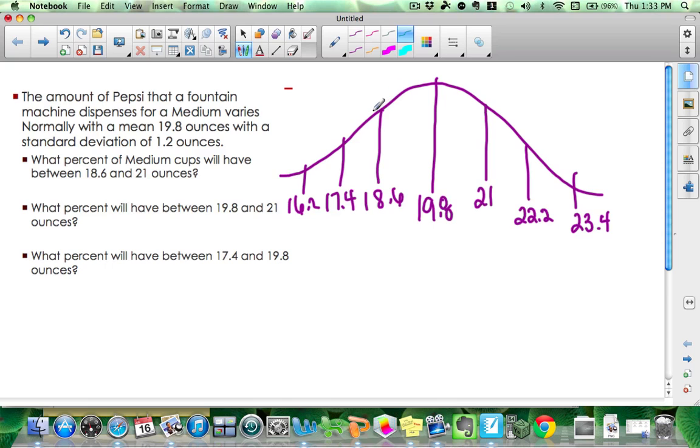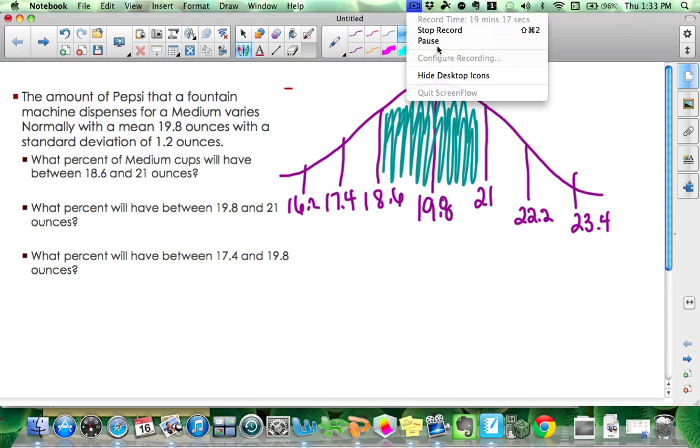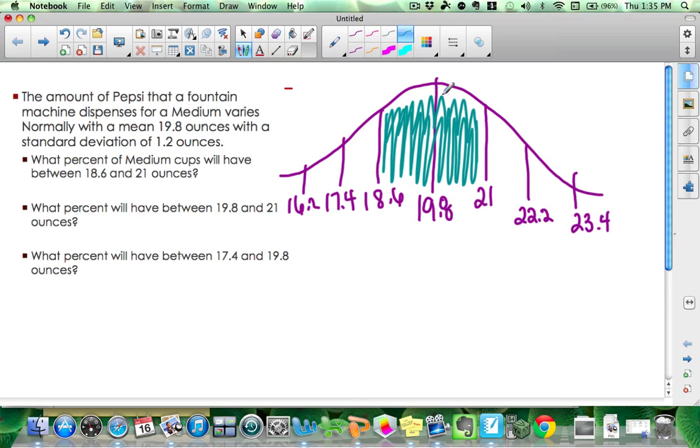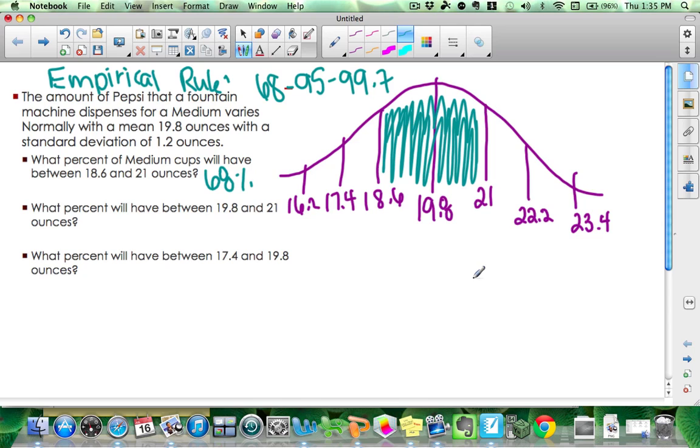So for the first question, between 18.6 and 21 ounces. Since I've done what Ms. Kramer told me and drawn my picture, I can easily see that from 18.6 to 21 is going out 1 standard deviation in both directions. So I know that my rule is called the 68, 95, 99.7 rule. By the way, this is also called the empirical rule. And so I know that the answer to my first question is 68% or 0.68.